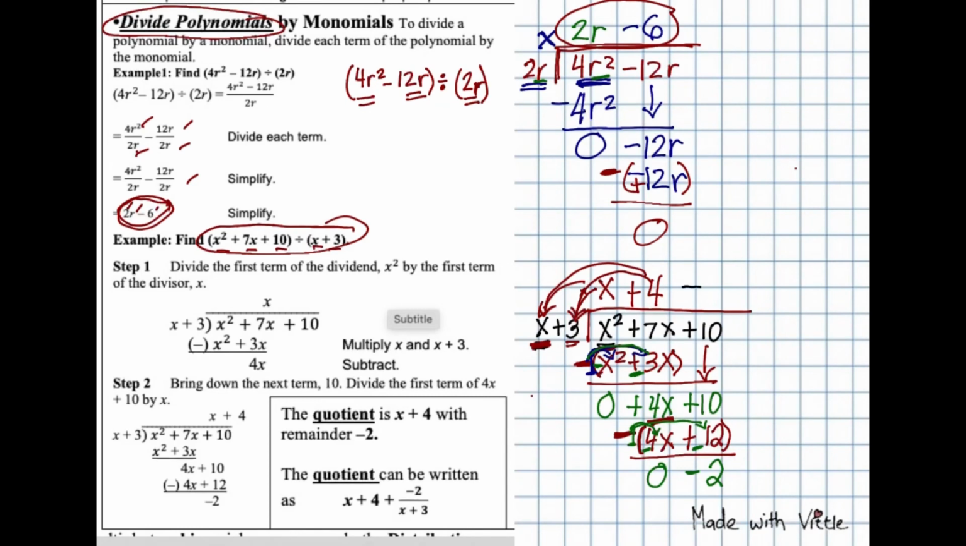Place that remainder on top of a fraction, so that's negative 2 here. It's like having a whole number, x plus 4, and then a fraction. The bottom number will be our divisor, which is x plus 3. And there is your final answer, which is x plus 4 and negative 2 over x plus 3.